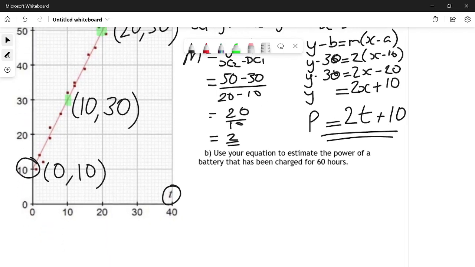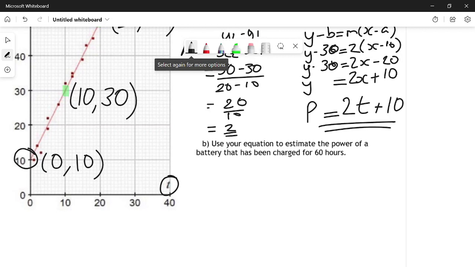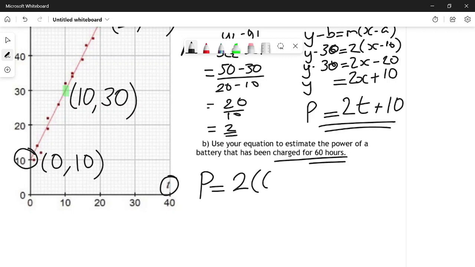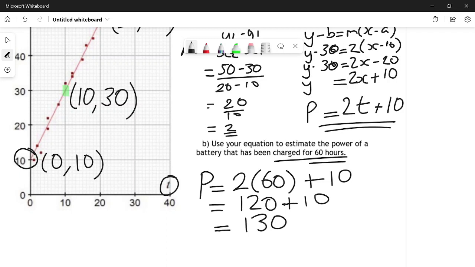Okay, now part B is going to look pretty similar for every type of question. It will say use your equation to estimate the power of a battery that has been charged for 60 hours. So all this is taking your value of t, or taking 60 and putting it in for t. So it's literally just doing 2 times 60 plus 10. So it's just a substitution question and just work out the value. So 120 plus 10, so 130.